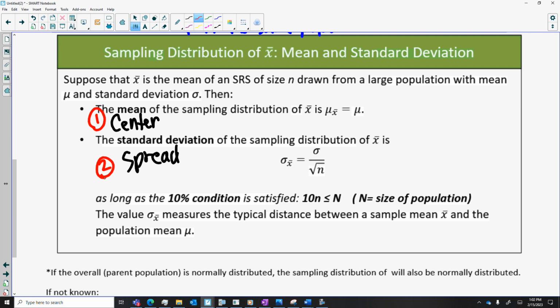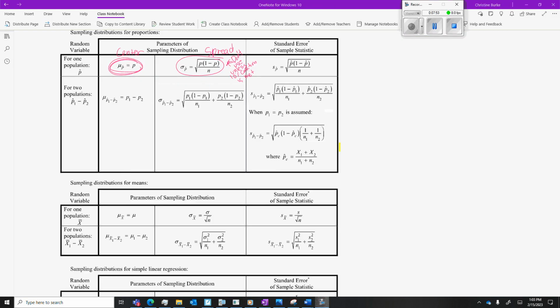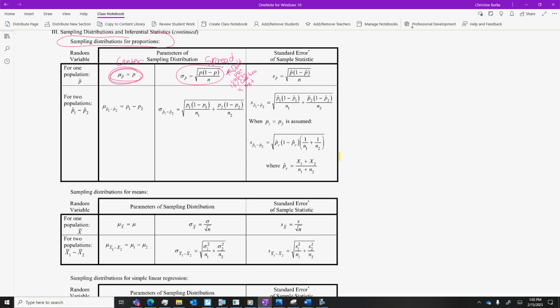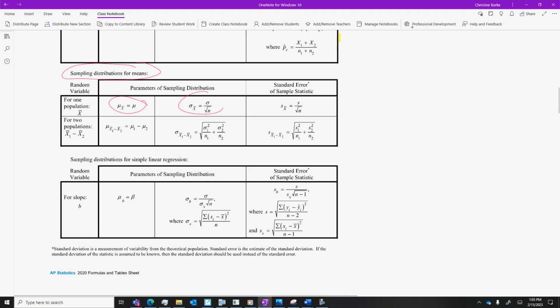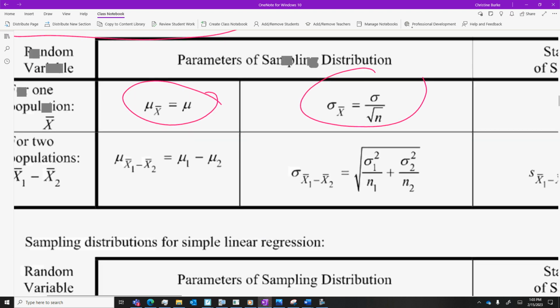So the measure of center is going to be the mean. If you do the mean of all the X bars, it should equal the true parameter, the true mean of the population. And that formula is located on the reference sheet. So let me show you where it's going to be located. So here is my P hat on the top here. It says proportions, sampling distribution of proportions. We were just doing center and spread here for P hat. Now we're just going to look down here at means, and we're going to look specifically at center and spread. Okay, so mu sub X bar should equal mu, that's center. And sigma X bar will equal sigma divided by the square root of n, that's spread.